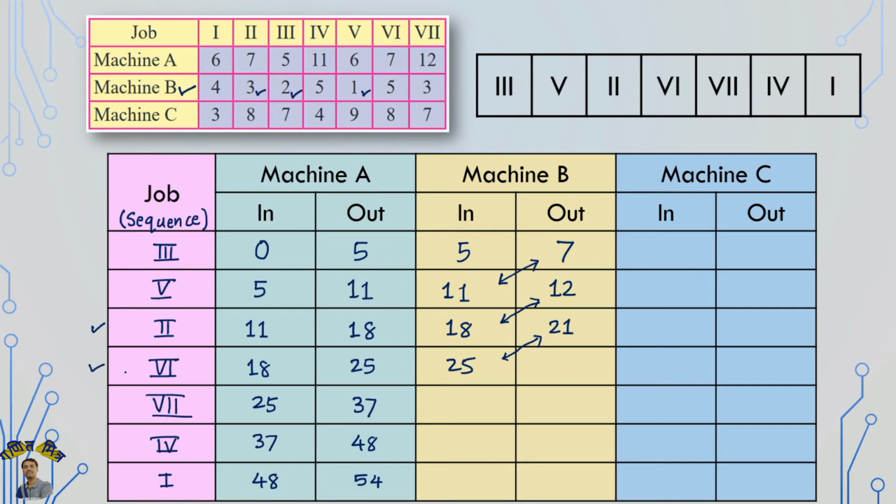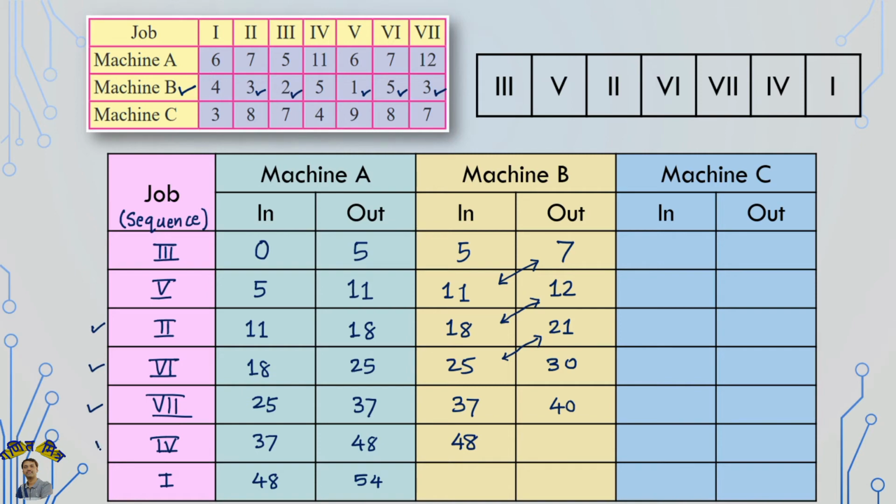Now the next job is 6. The value for job 6 is 5. 25 plus 5, 30. Now again compare 30 and 37. 37 is greater. So let me write 37 here. And the next job is 7. For job 7, the value is 3. So 37 plus 3, 40. Now again compare 40 and 48. The greater value is 48. So let me write 48 here.